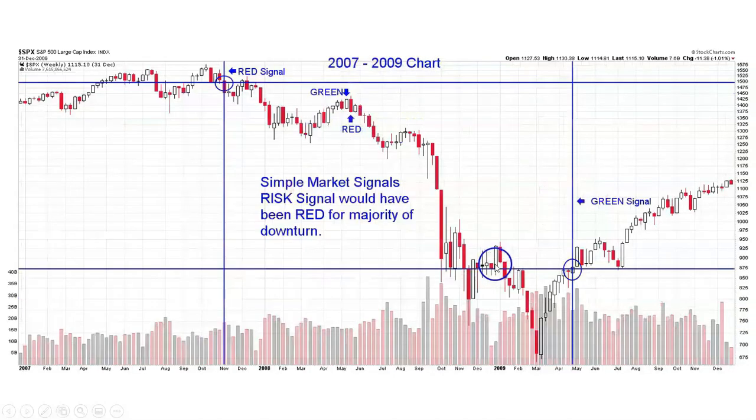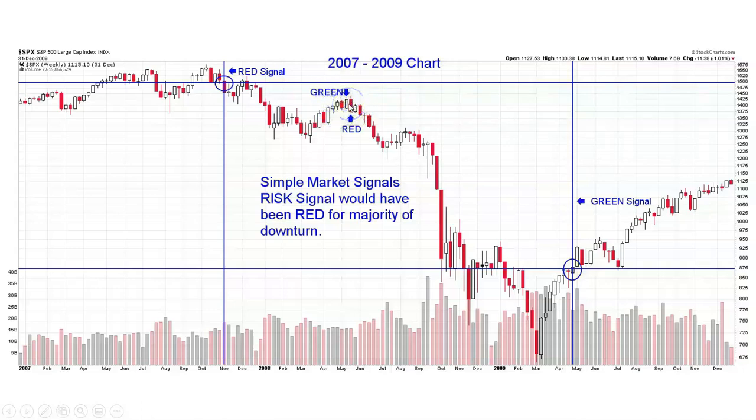Now let's take a look at the bear market from '07 that ended in '09, and you can see here that the risk signal would have turned red right here, right around 1500 on the S&P 500. And you can see that the risk signal would have been red for the majority of the downturn. We did have one short green signal right here that lasted 1 week, and then the market rolled back over. And so maybe you would have had a small loss here, okay?